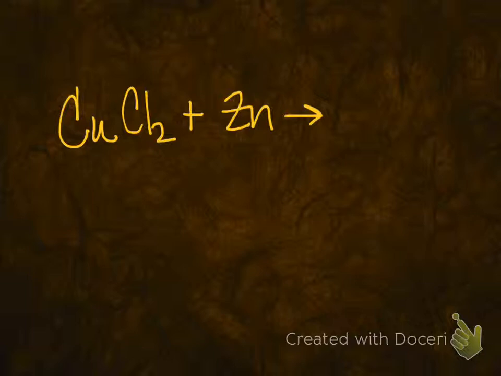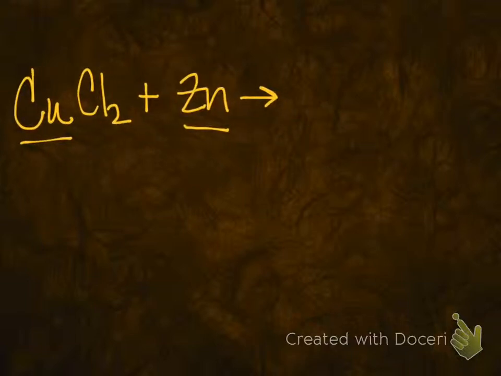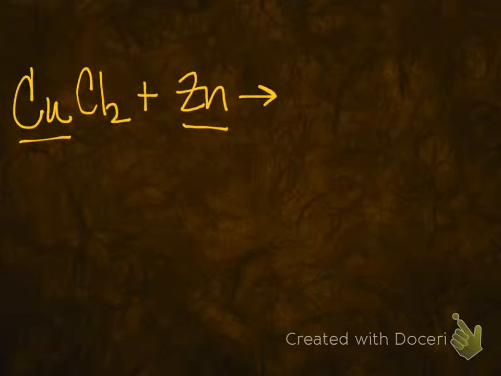We have copper II chloride and zinc. So if a single replacement reaction was going to occur, what could the zinc possibly replace? The copper or the chloride? The copper. Metal to metal. So now what we need to look at, these are the two that we're comparing, is on that activity series, which of these things is more active? So look at that first column.